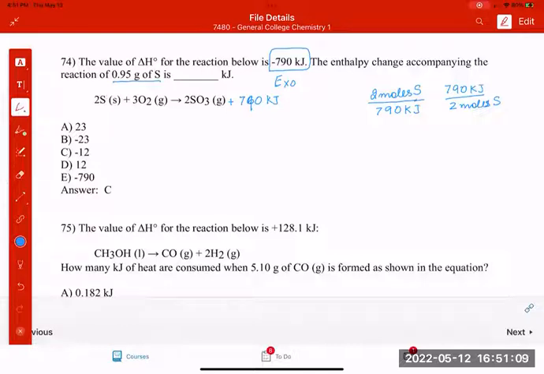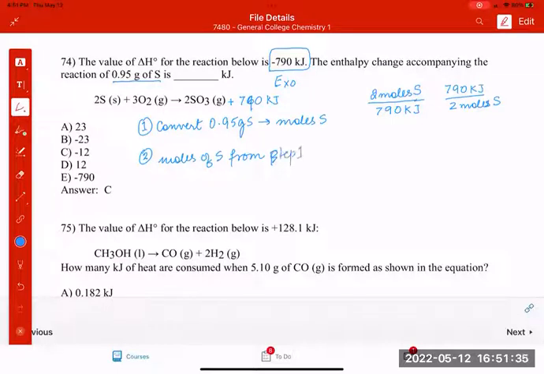Now, you need to find the moles. So we're not going to do this more, but you just do this. Convert 0.95 grams of sulfur to moles of sulfur. Next you take the moles of sulfur from step 1 and multiply that by 790 kilojoules over 2 moles of sulfur, and you will get the answer.